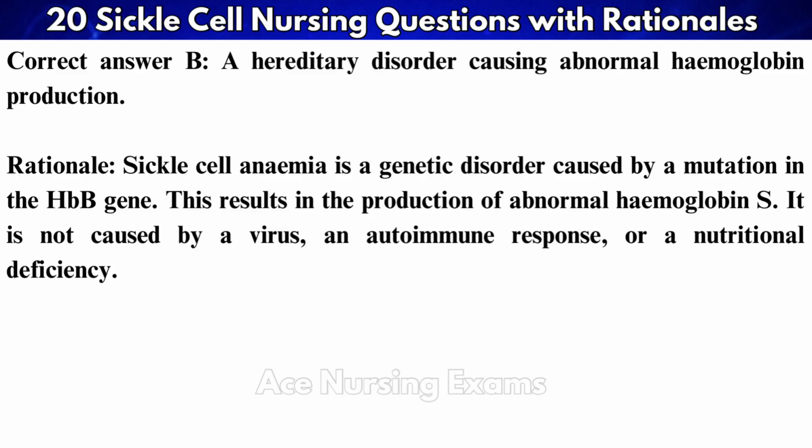Sickle cell anemia is a genetic disorder caused by a mutation in the HBB gene. This results in the production of abnormal hemoglobin S. It is not caused by a virus, an autoimmune response, or a nutritional deficiency.